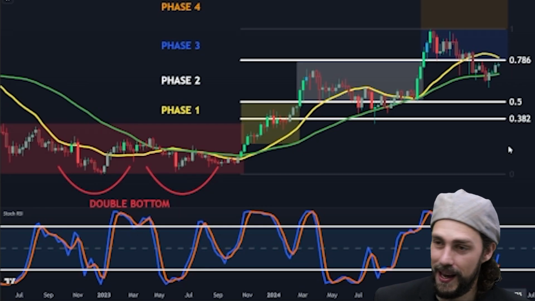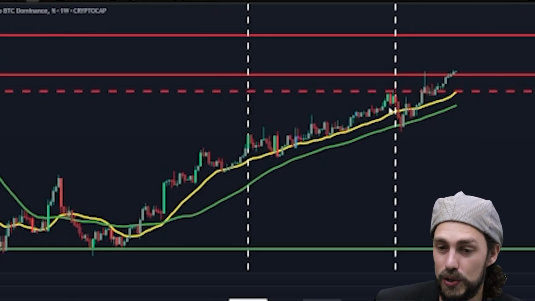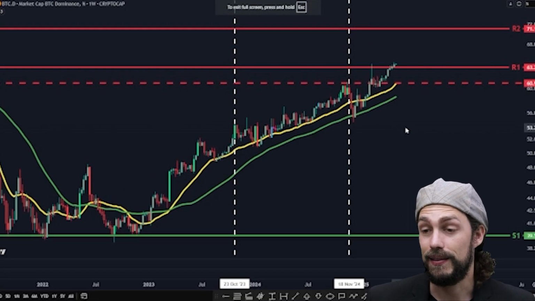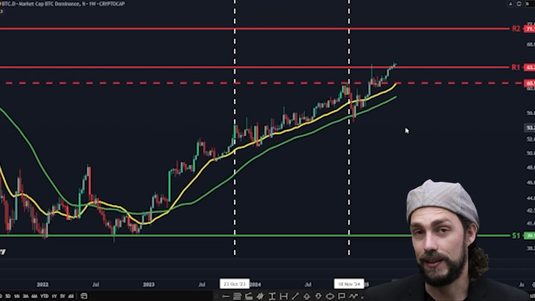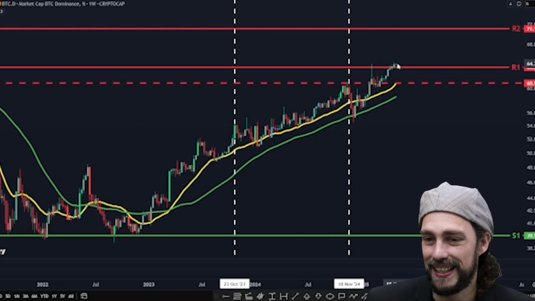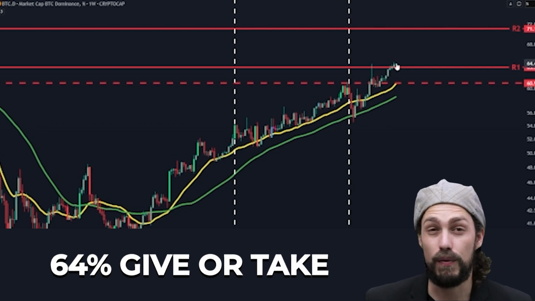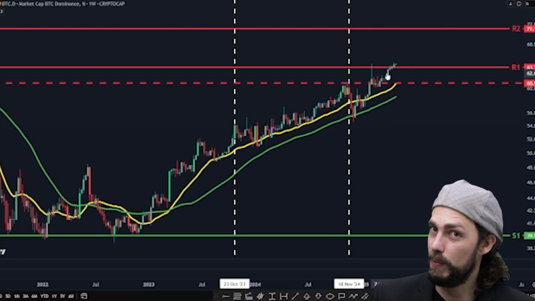Sign up. Another thing that I'm keeping in mind with the altcoins is the Bitcoin dominance chart. Now, for those of you not aware, the Bitcoin dominance takes the whole entire market cap into account and how much of the money in crypto is currently sitting in Bitcoin. We're currently sitting at roughly 64.3%, so 64% give or take of all the money in crypto is currently sitting in Bitcoin.